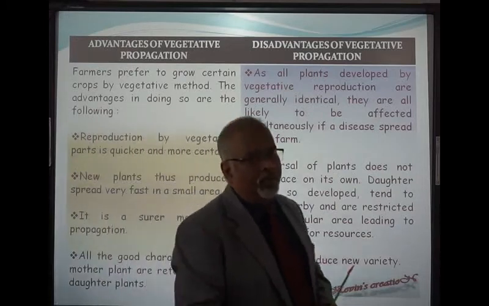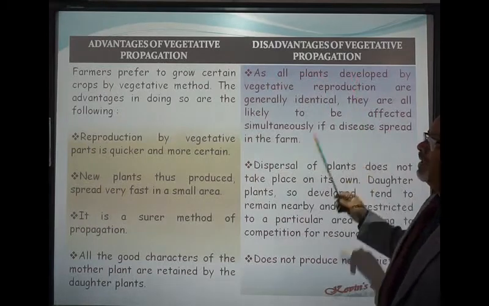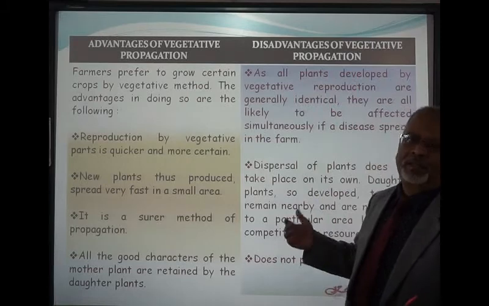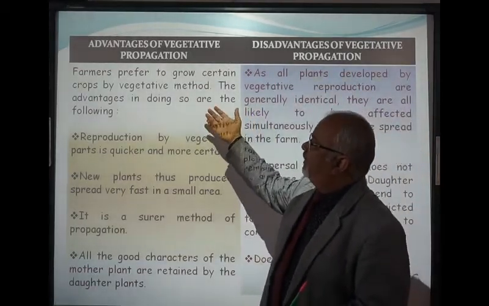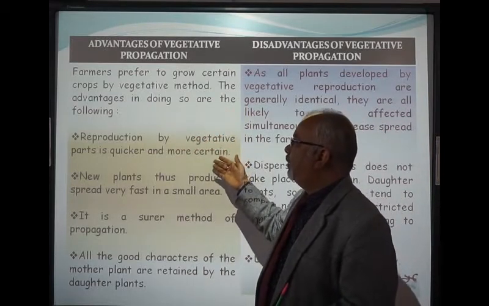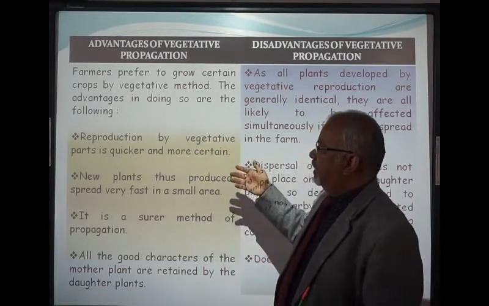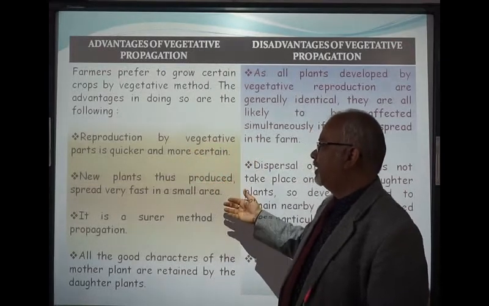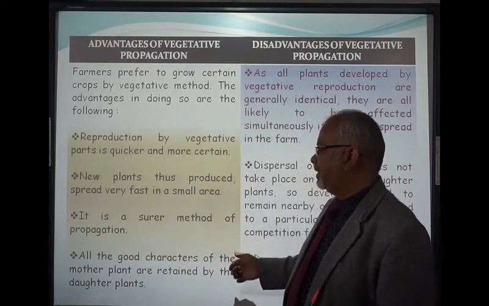Now here we have got advantages and disadvantages of vegetative propagation. Some advantages are there and some disadvantages are also there. Advantages means why farmers prefer this. Reproduction by vegetative parts is quicker and more certain. It's very sure that you will be having the reproduction, and it is a very fast method. New plants thus spread very fast in a small area. It's a surer method of propagation.